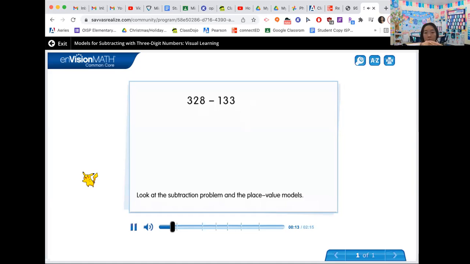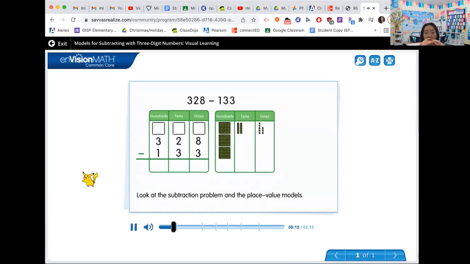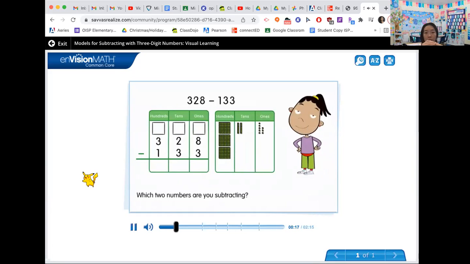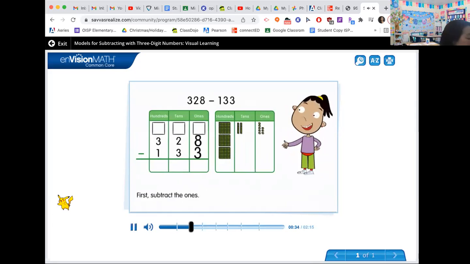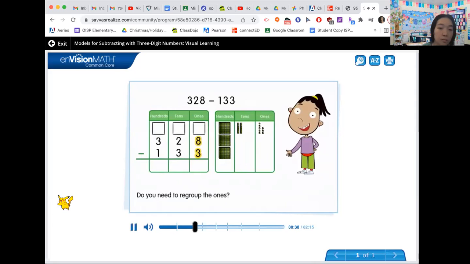Look at the subtraction problem and the place value models. Which two numbers are you subtracting? You are subtracting 133 from 328. Use models to find 328 minus 133. First, subtract the ones. Do you need to regroup the ones? Oh, you know what? I just realized. No, you don't need to regroup the ones.